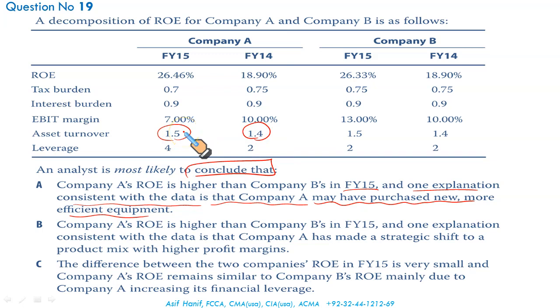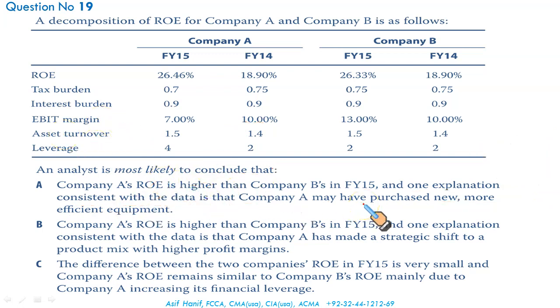If the company has purchased new, more efficient equipment, how come they have more assets turnover? Because we know assets turnover is equal to sales upon average total assets. So purchasing new assets will increase the denominator, and this will cause assets turnover to fall. Rather, we are seeing a higher assets turnover here. This is a wrong option. If the company had acquired new, costly assets, ATO would fall. So this does not justify the given situation. So A is not the right option.